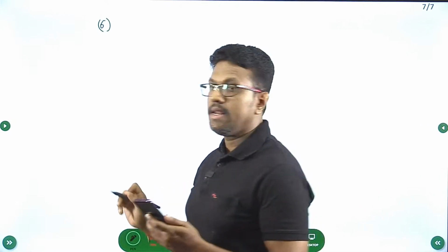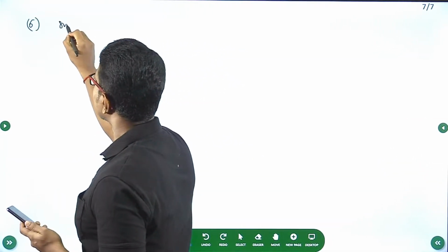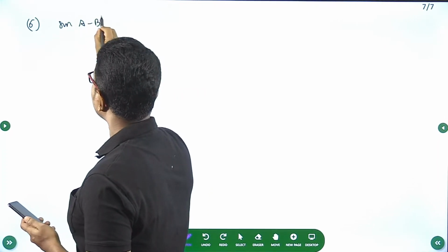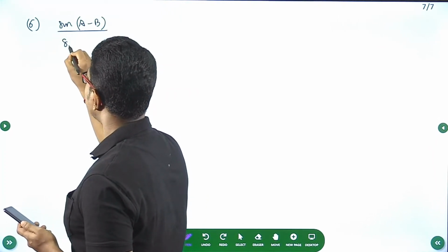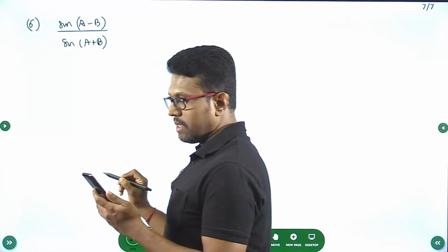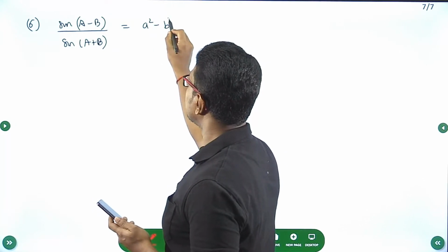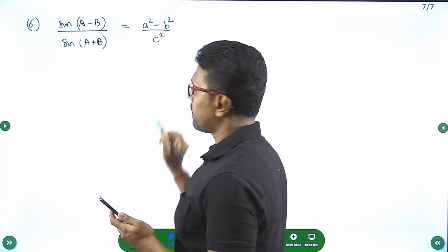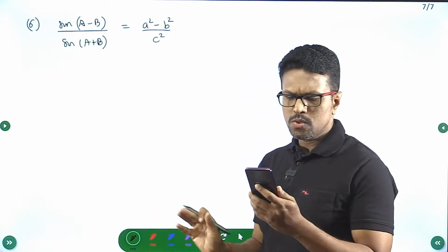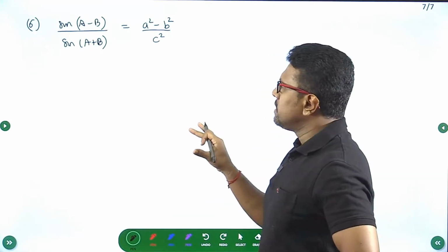So this is sine(a minus b) upon sine(a plus b) is equal to, we have to prove, (a square minus b square) upon (a square plus b square). So this is the question. So let us do this.